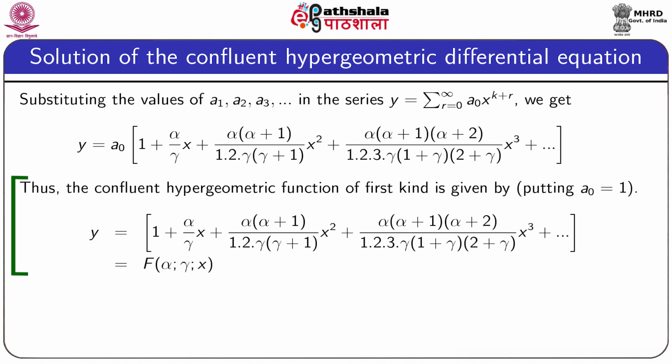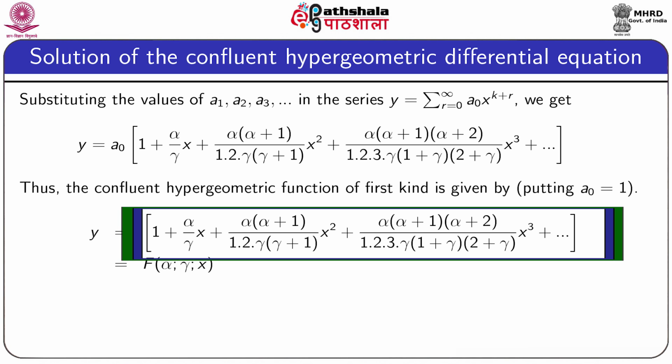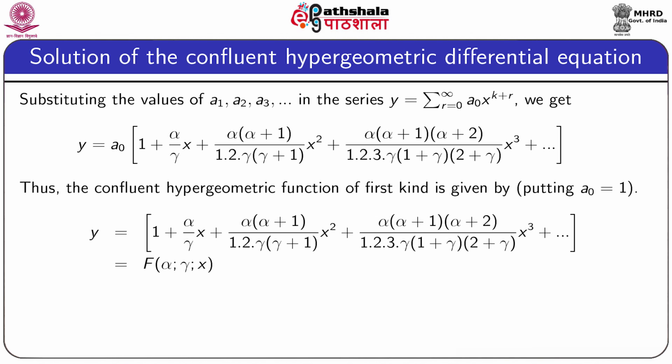We next substitute a0 equal to 1, and we get our confluent hypergeometric function of first kind as F(alpha, gamma, x), which is defined as 1 plus alpha by gamma into x plus alpha into alpha plus 1 divided by 1 dot 2 into gamma into gamma plus 1 x square plus alpha into alpha plus 1 into alpha plus 2 divided by 1 dot 2 dot 3 gamma into 1 plus gamma into 2 plus gamma x cube plus dot dot dot.